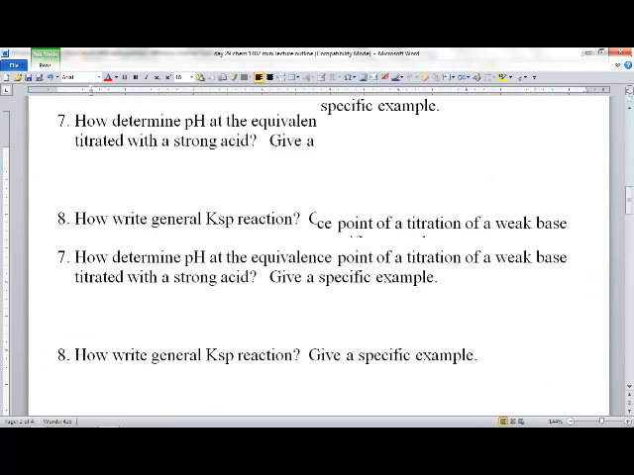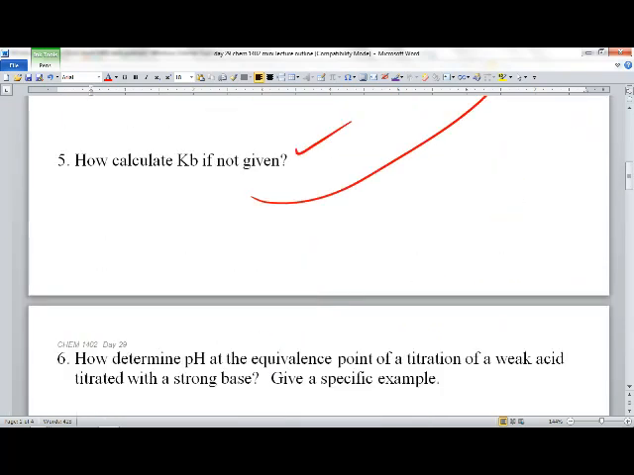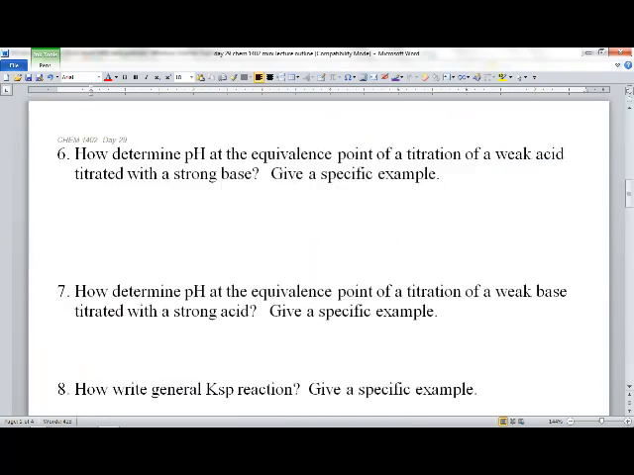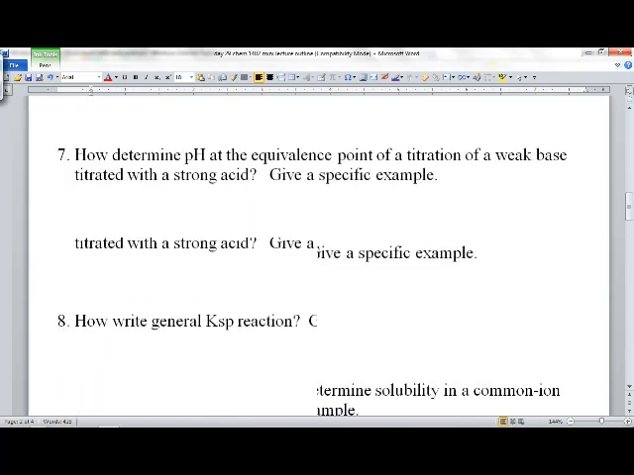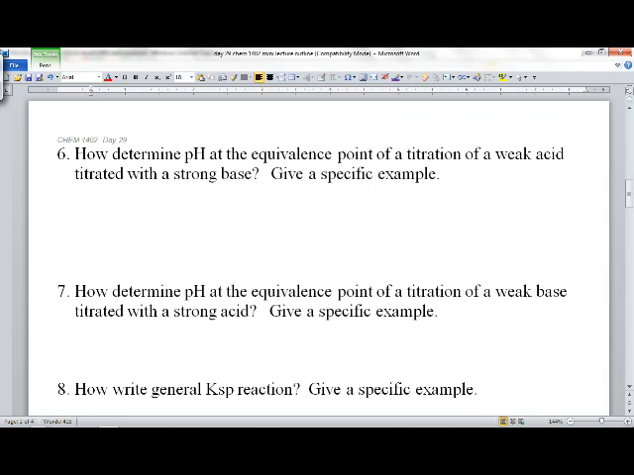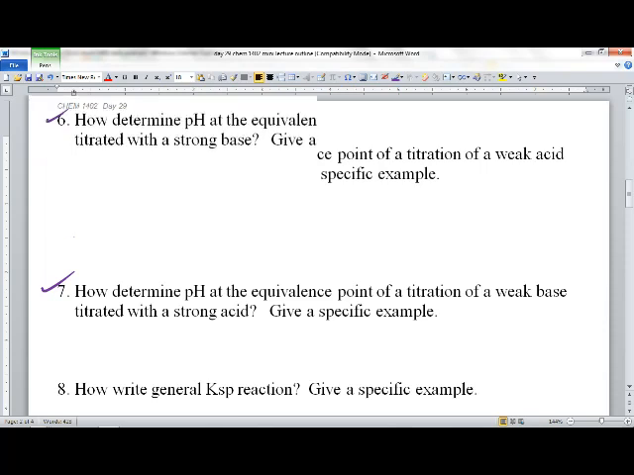Let's see. Where did we leave off here? Okay, same type of problem. These 6 and 7 are both the pH at the equivalence point. So just recognize what you're forming. Is it a conjugate acid or a conjugate base? If it's a conjugate acid, write a Ka reaction. If it's a conjugate base you're forming, write a Kb reaction.